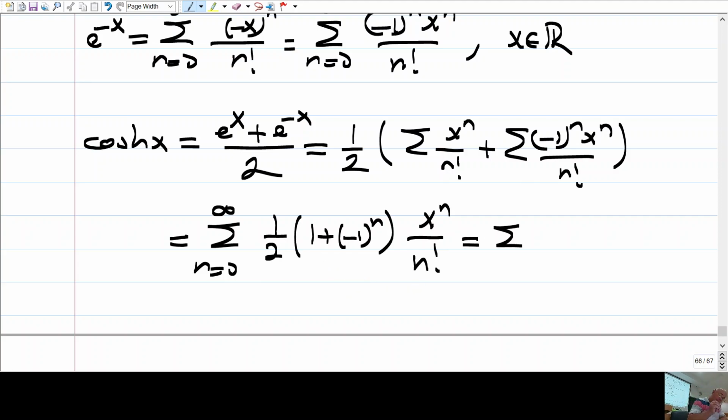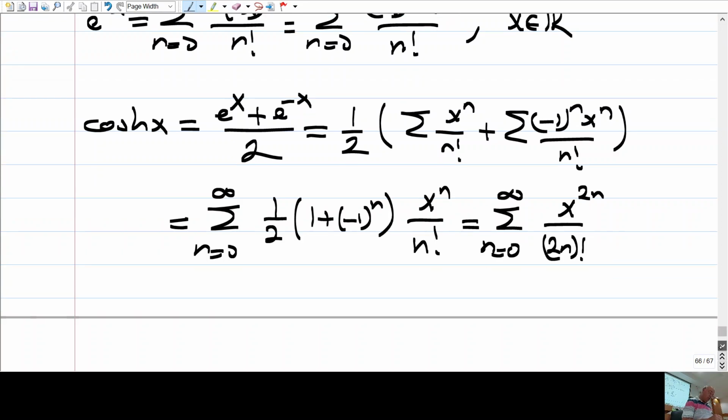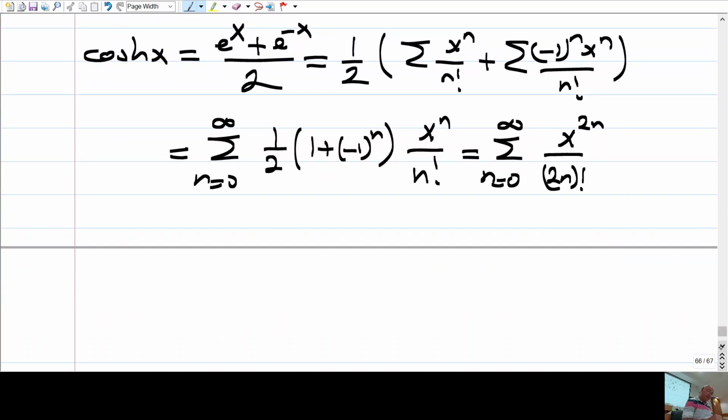So this is just equal to the following: x to the power 2n divided by 2n factorial, from 0 to infinity, right? Odd terms cancel out. I have only even terms. Only the even terms survive. So this is cosine hyperbolic x. And again, this is valid for all x.